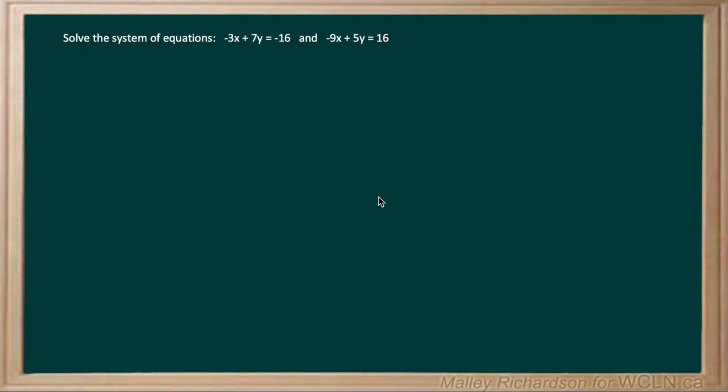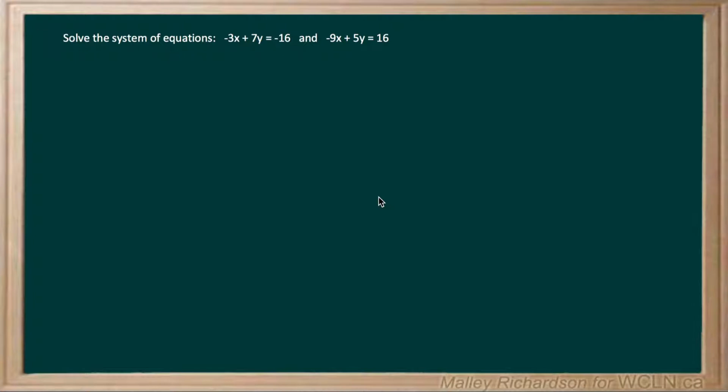In this example, we are going to solve for the system of equations using elimination. Our first equation is negative 3x plus 7y equals negative 16, and our second equation is negative 9x plus 5y equals 16. In order to do elimination, one of our two variables, x or y, has to have the same coefficient in both equations.